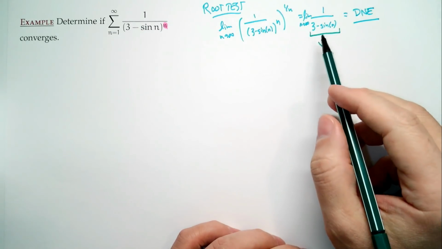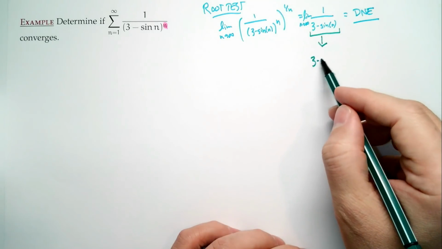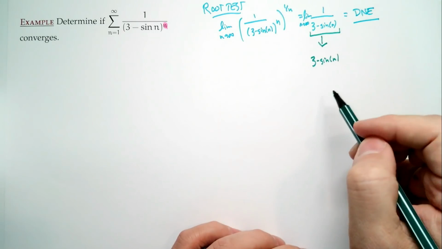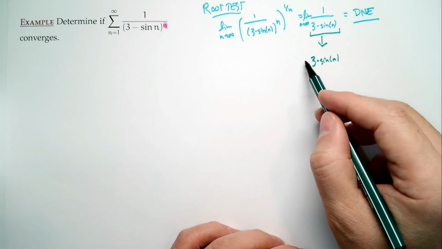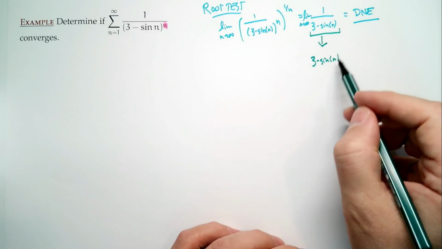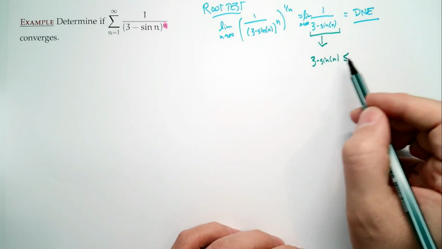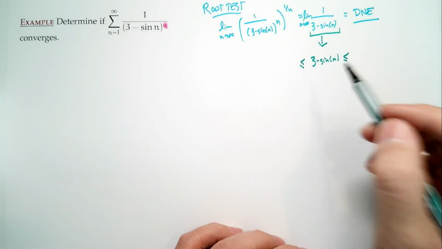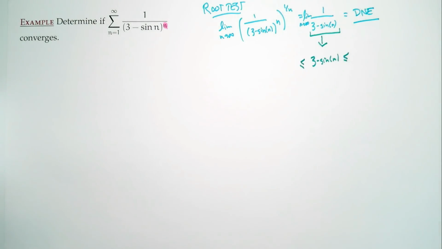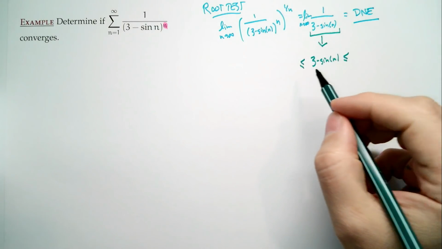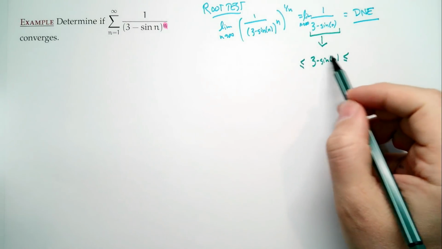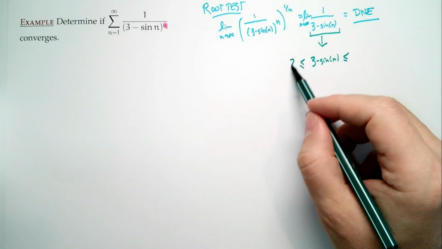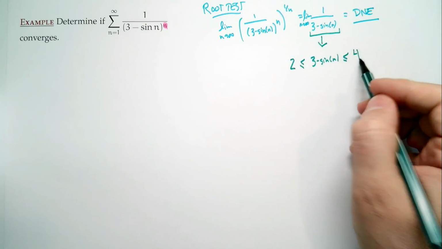But let's think about our denominator. 3 minus sine of n. What's true about that expression? And in particular, whenever you see a sine, you should say, well, that's just moving up and down. So 3 minus sine of n. What's the smallest it can be? What's the largest it can be? Well, smallest it can be is if I had sine of n be a big number. So it would be 2. Largest is 4.